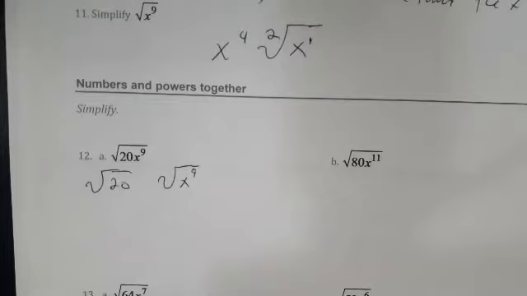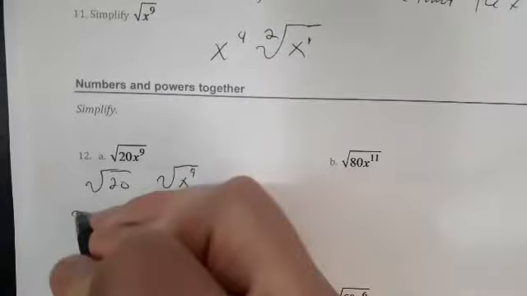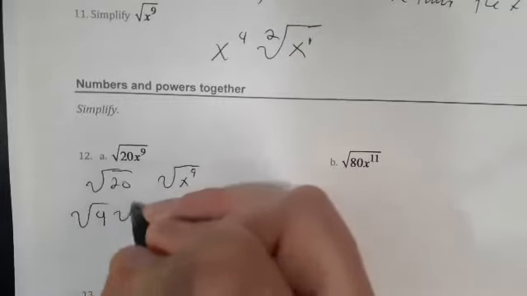So if we do that, root 20, if you can think of good even roots that would go into there, that might give you an advantage. If not, you can write out the prime factorization. But I think I'm going to jump to the root 4 and 5.